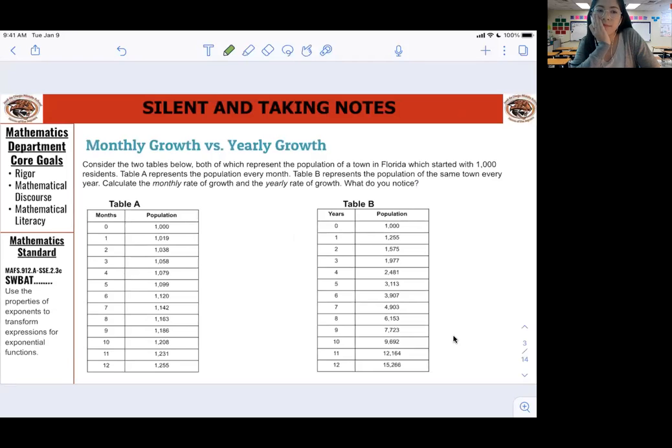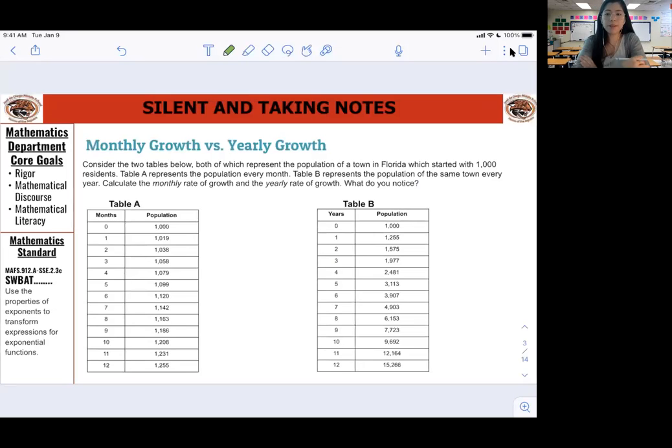Monthly growth versus yearly growth. Consider the two tables below, both of which represent the population in the town of Florida, which started with 1,000 residents. Table A represents the population every month. Table B represents the population of the same town every year. Calculate the monthly rate of growth and the yearly rate of growth. What do you notice?